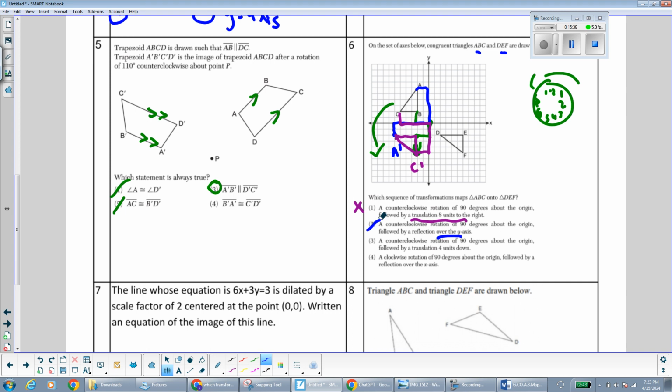The next one is the same rotation, followed by a translation of 4 units down. 4 units down would put it over here. No, we need to slide it over, so that's definitely not correct.